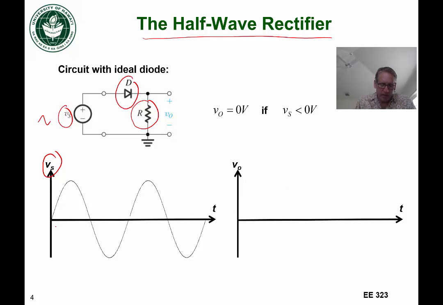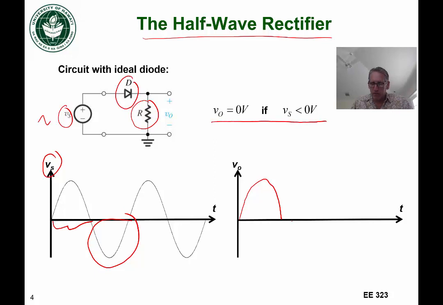So when the input voltage is positive, like for this window here, we're going to copy it, and we're going to get a voltage waveform that looks like this. But when the input waveform is negative, the diode is reverse biased, and Vout is equal to 0 if Vs is less than 0 volts. So we get nothing here. Then we wait for it to turn positive again, and we get a waveform that looks like this, and so on. So we can see how it's rectifying. It's converting AC to a rectified version of the AC.